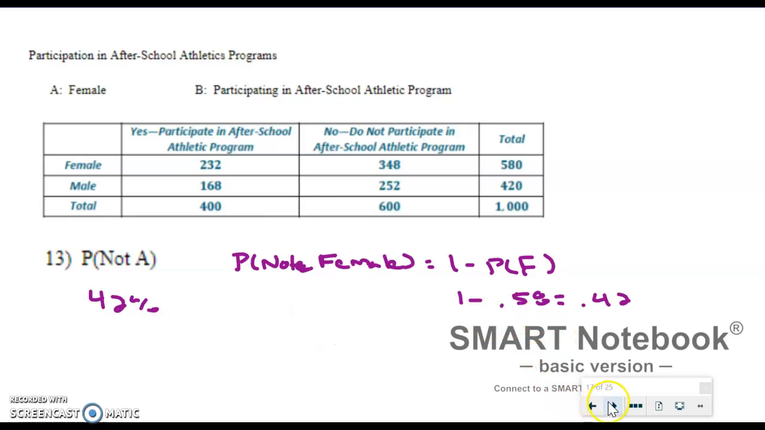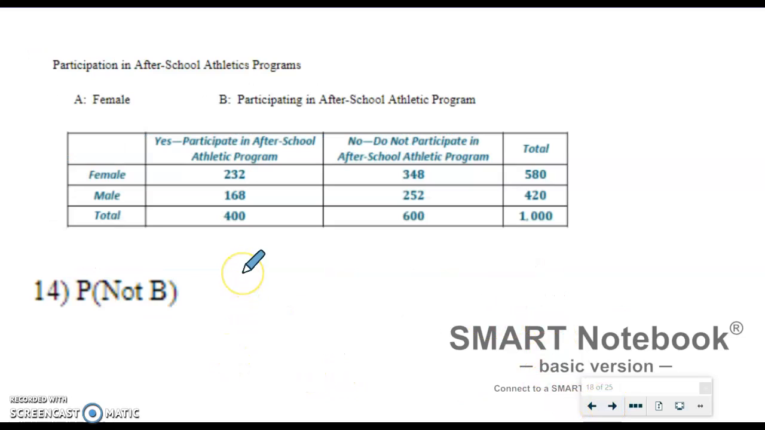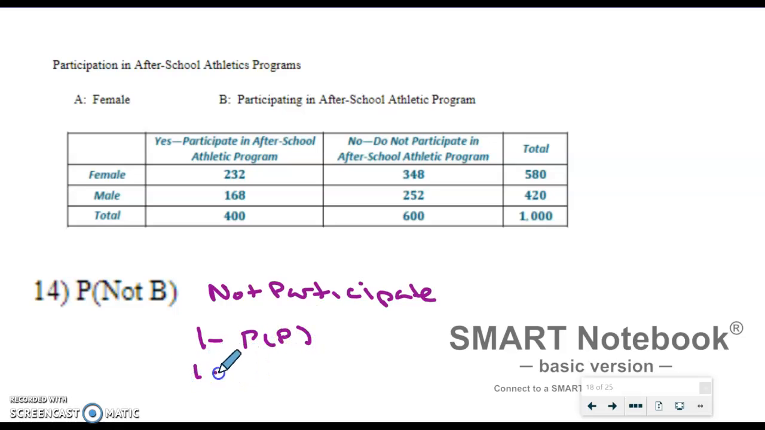Okay. So what is the probability that it's not B, or the probability that they do not participate? Okay. So it's going to be 1 minus the probability that they participate, or 1 minus 0.4, which is going to be 60%.